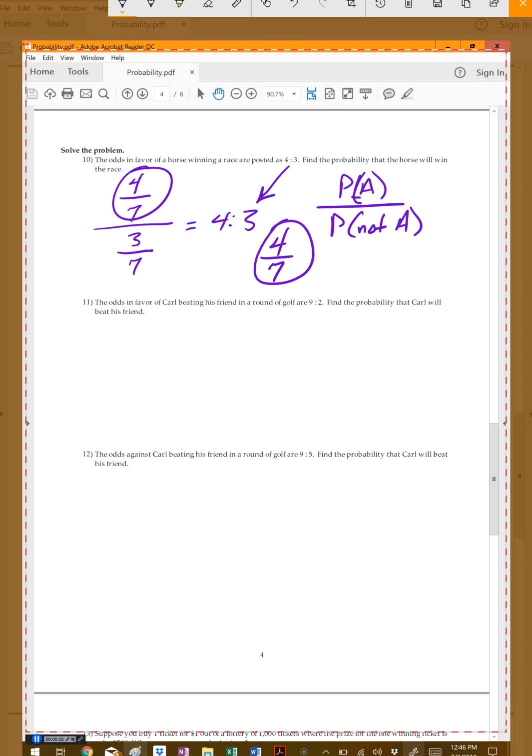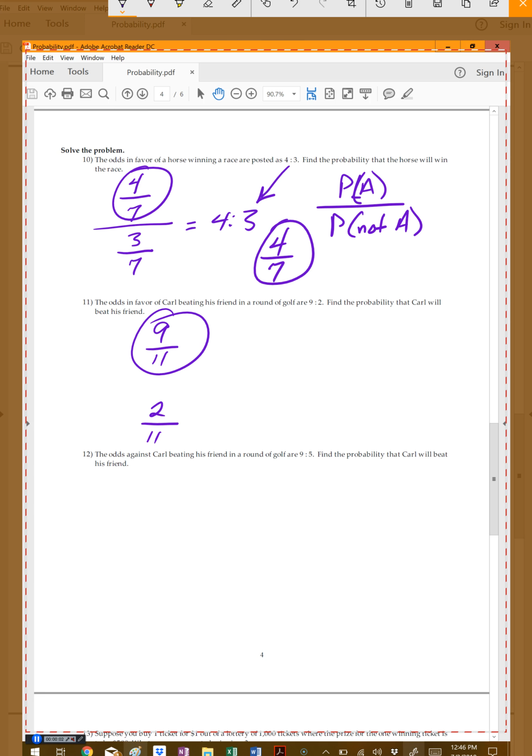Number 11. The odds in favor of Carl beating his friend in a round of golf are 9-2. Find the probability that Carl will beat his friend. Again, we know there are going to be two probabilities. This is for and this is against. These two things have to add together to make the total. That's going to be the case in odds. Those two numbers have to add to give us the total. So the odds is our first number, so 9 out of 11 is that probability.